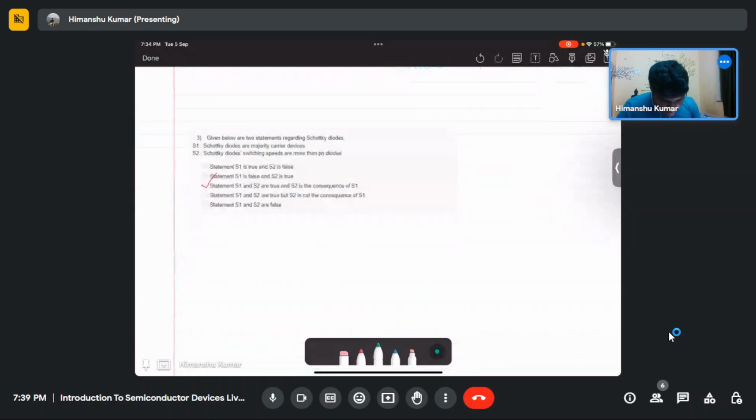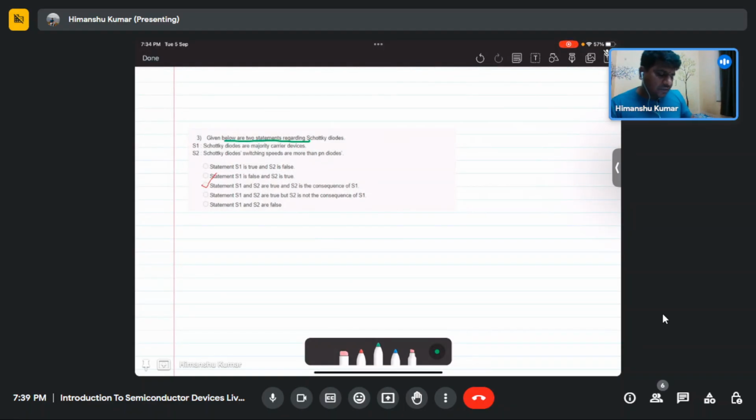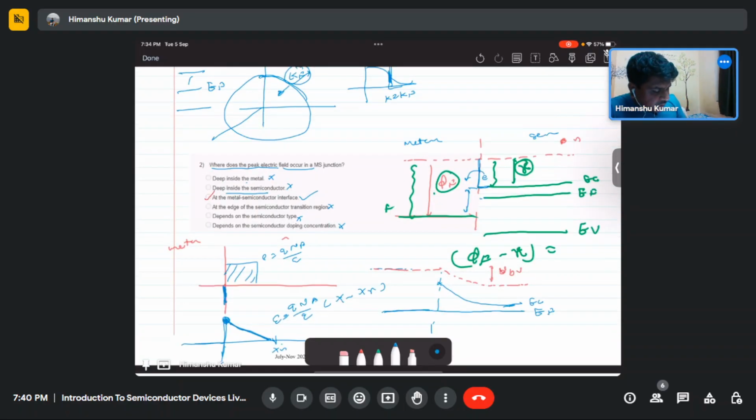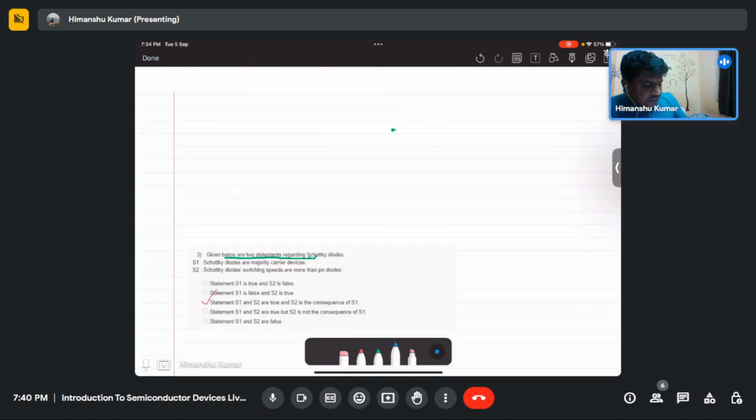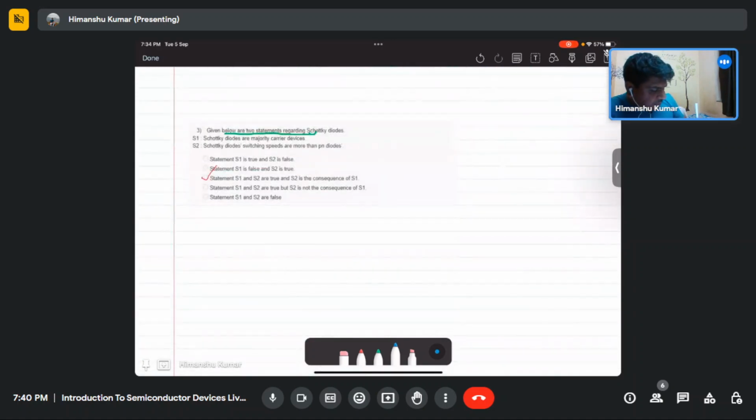So, given below are two statements regarding the Schottky diode. How is the Schottky diode formed? Basically, the Schottky junction is a metal semiconductor junction. So how do you form the Schottky junction? You take a metal and a semiconductor, similar to here. So let's take the metal semiconductor junction from the previous case.